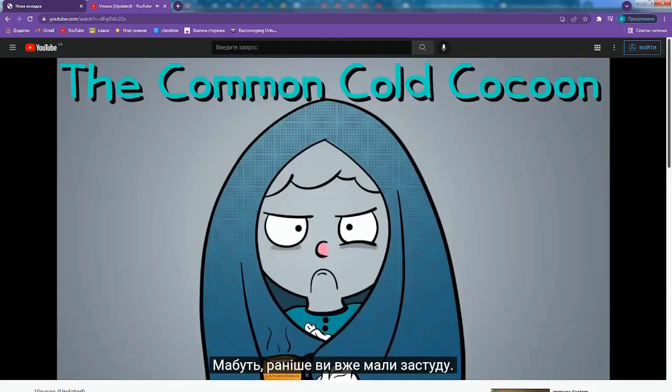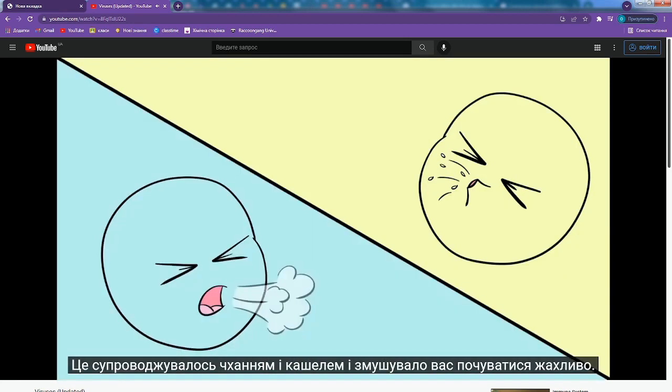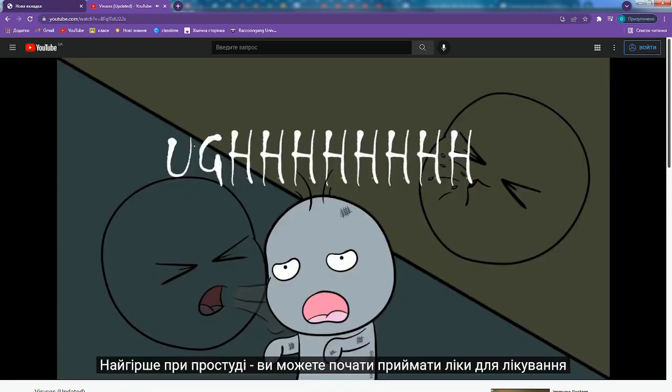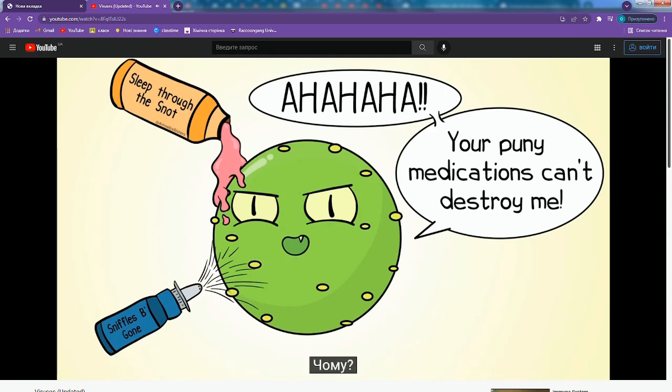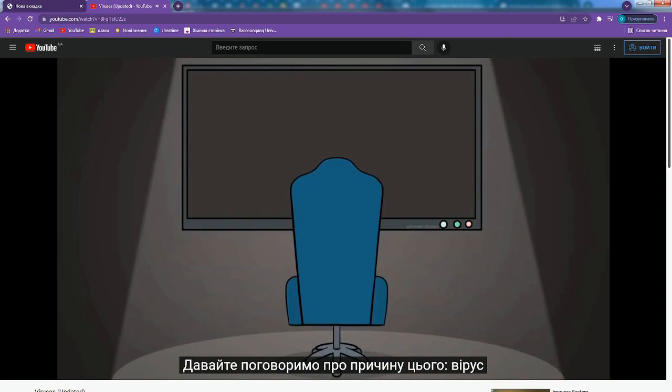Chances are, in your life, you've had the common cold before. It can cause sneezing and coughing and can make you feel awful. The worst thing about the common cold is that you can take medications to help with the symptoms, but you really can't treat the actual cold with antibiotics like you would a strep throat infection or an infected tooth. Why? Well, let's talk about what causes it.